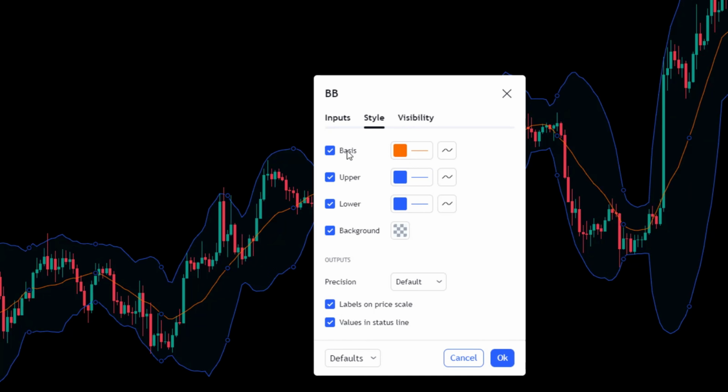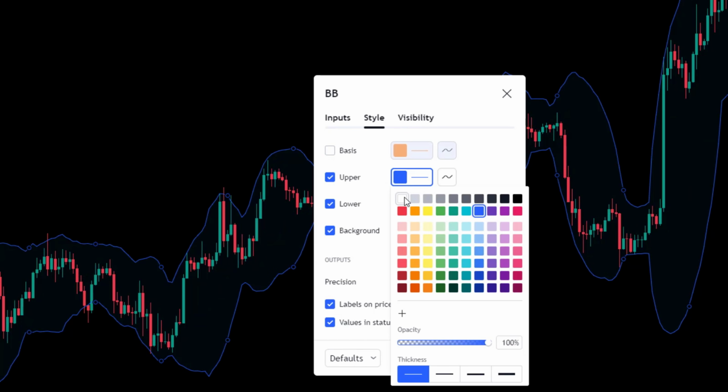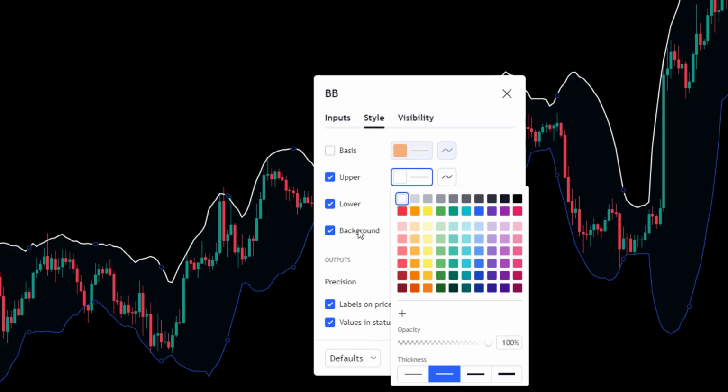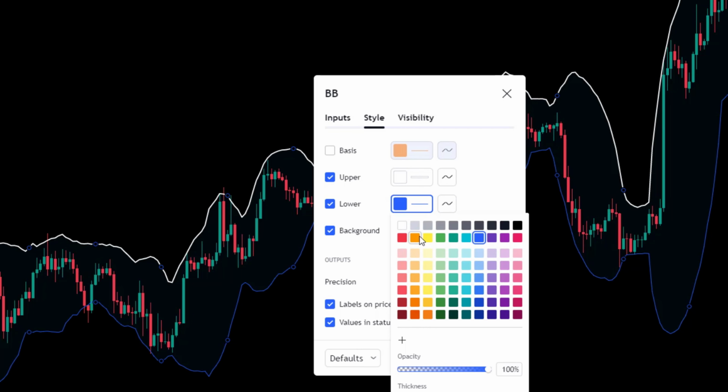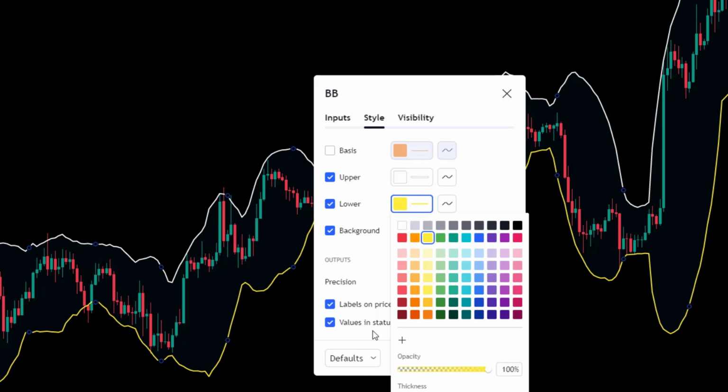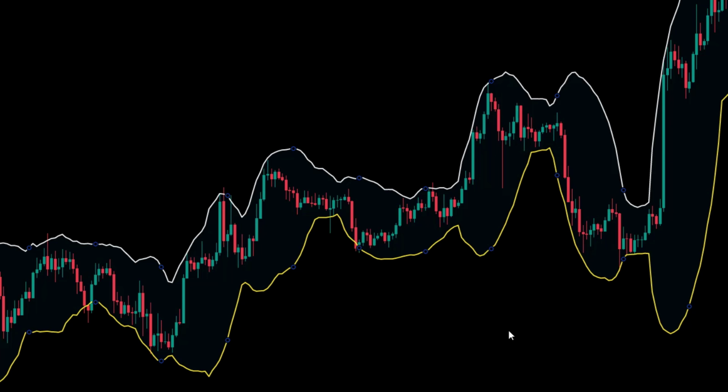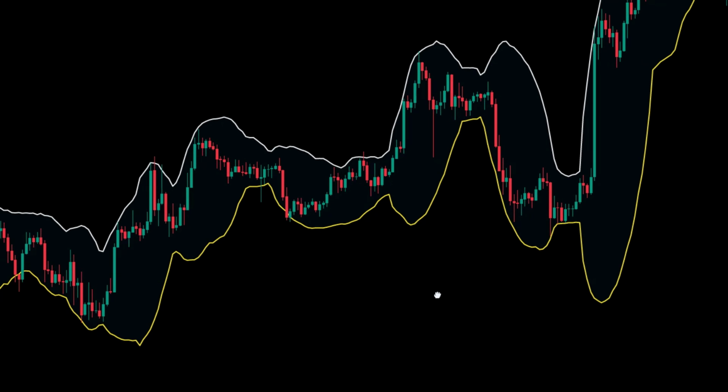Then go to style setting. Uncheck the basis line. Set the upper line color to white and increase the line for clearer view in the chart. Also set the lower line color to yellow and increase the line. After that, press OK. Now let's talk on how this indicator works.